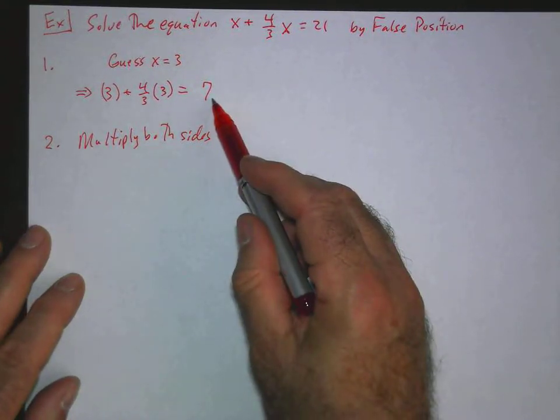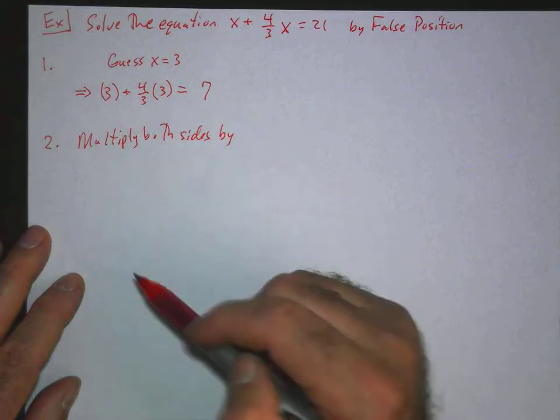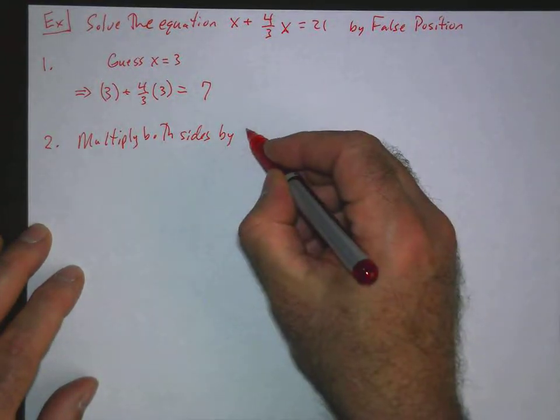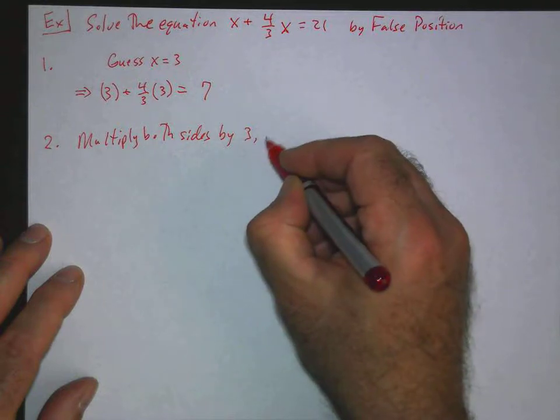What do we have to multiply 7 by to get 21? And the answer is 3. Multiply both sides by 3.